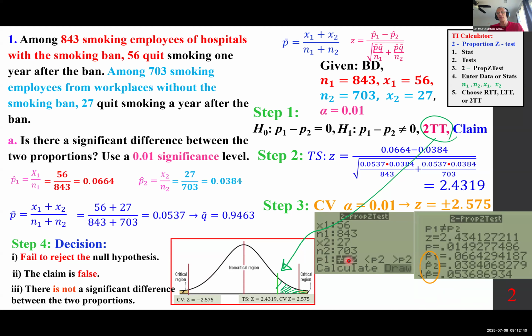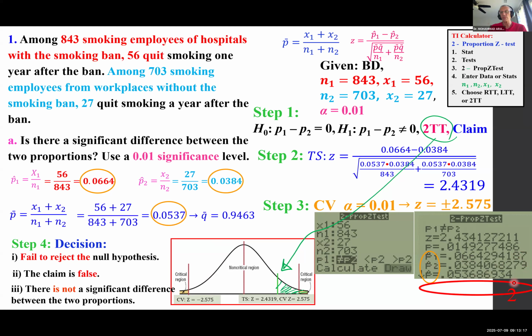Number one, these are the three items that we are interested in. As you're looking at those items, just to give you what has been calculated, this one is P1 hat. This one is P2 hat. This one is P bar. Take a look at those three values. So it has done a lot of calculations.